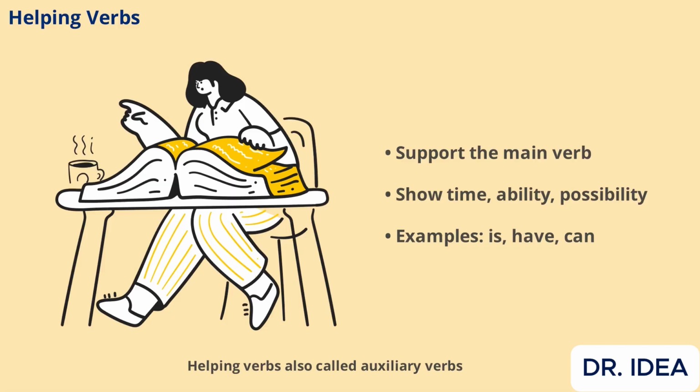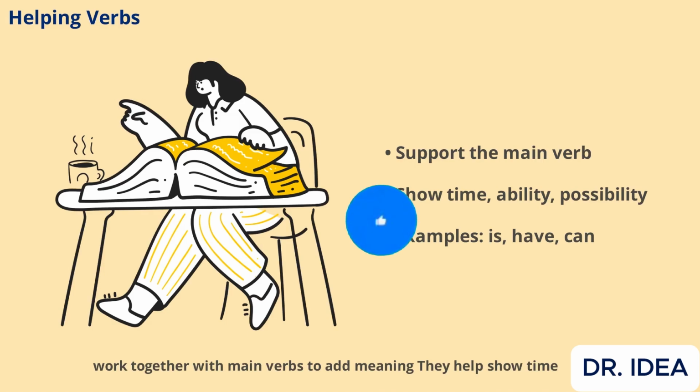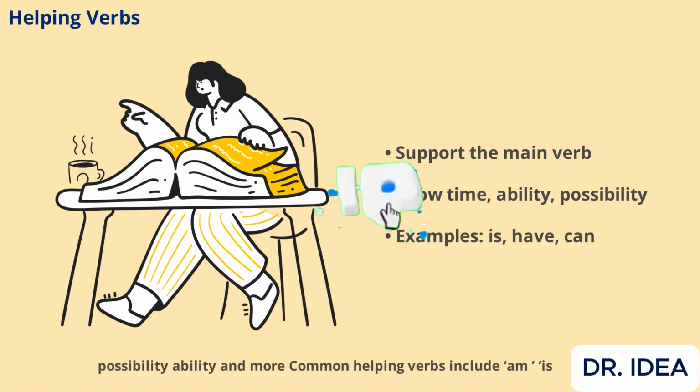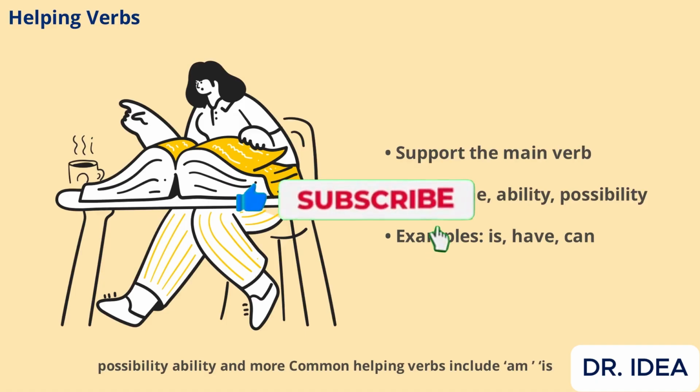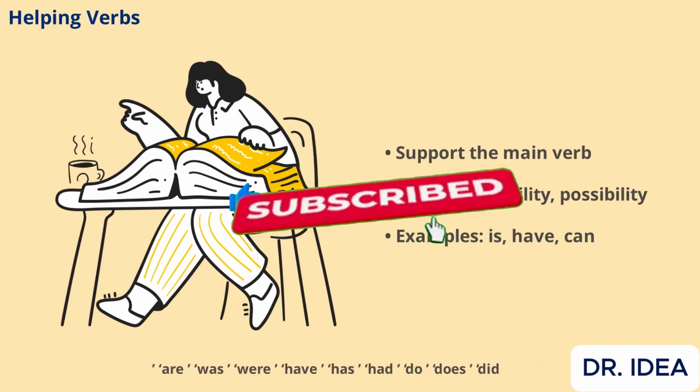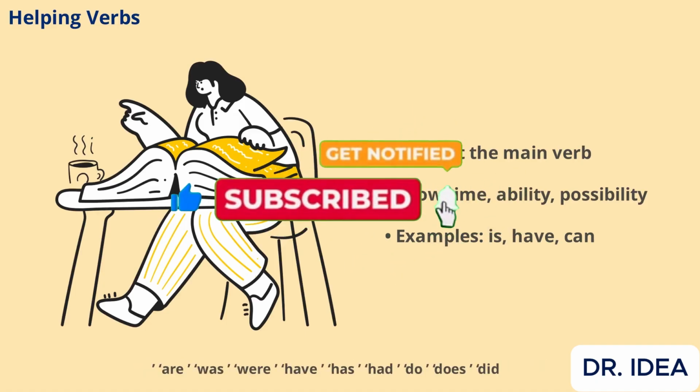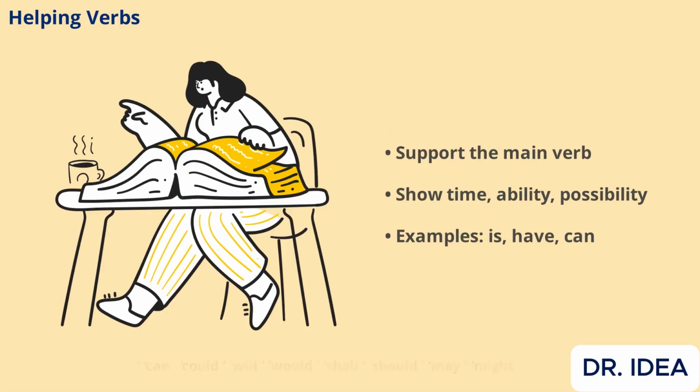Helping verbs, also called auxiliary verbs, work together with main verbs to add meaning. They help show time, possibility, ability, and more. Common helping verbs include am, is, are, was, were, have, has, had, do, does, did, can, could, will, would, shall, should, may, might, and must.